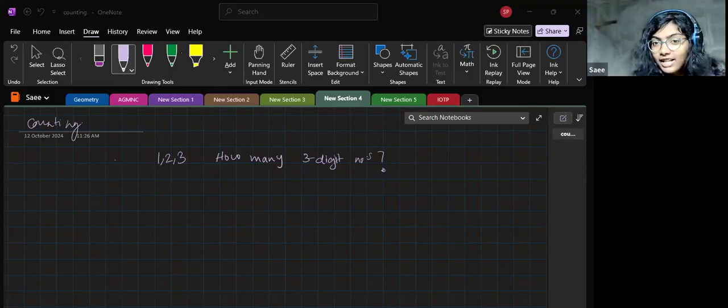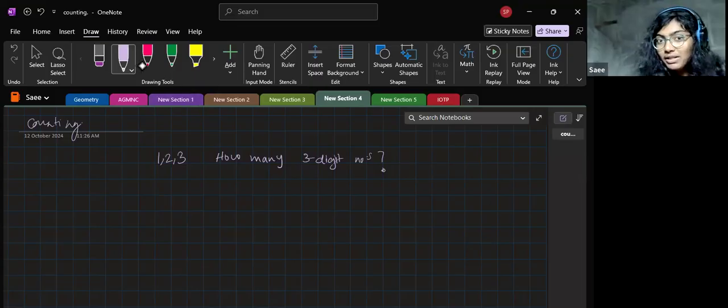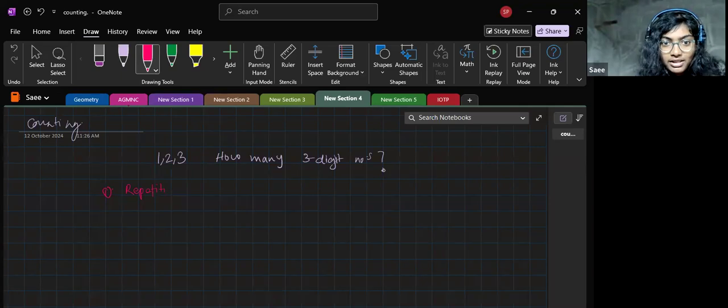I also kind of just tricked you, so it's not 6. There's something you still need to confirm. I didn't clarify whether the numbers are allowed to repeat or not. So let's solve both problems. Let's say repetition is allowed. You're allowed to repeat the numbers. Then how many numbers can you form?